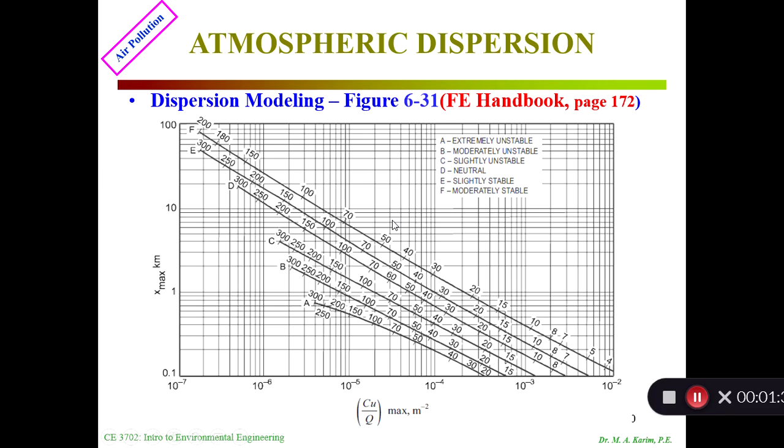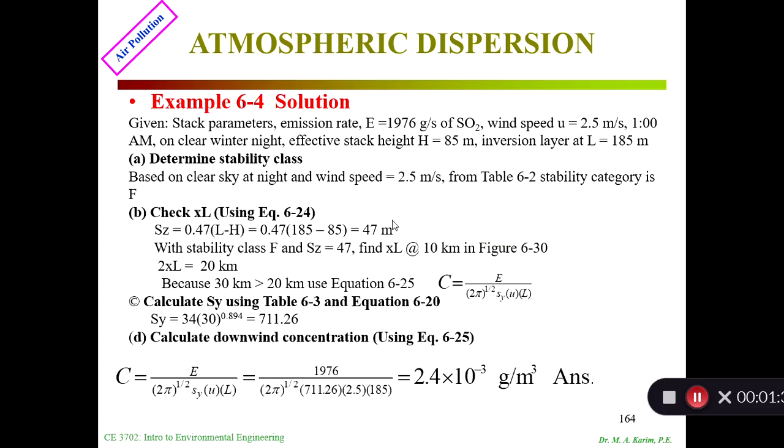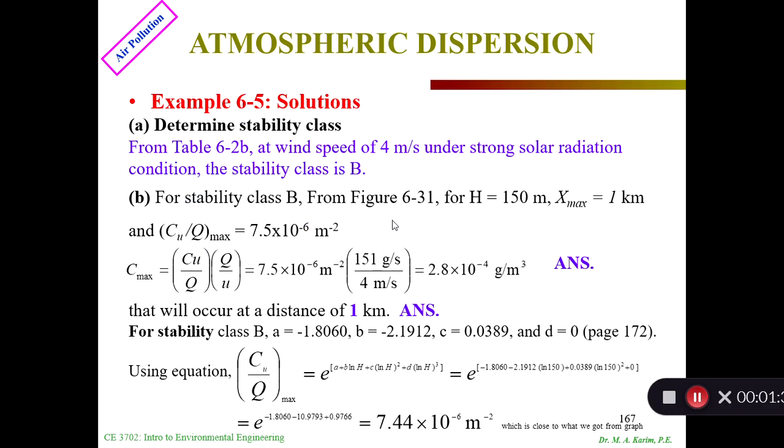So in this case, that means with H equal to 150, X max is equal to this, and C over Q max I get 7.5 times 10 to the minus 6 per meter squared. Now the maximum concentration, if I multiply with this, will be 2.8 times 10 to the minus 4 grams per meter cubed, which is the answer. And it occurs at a distance of 1 kilometer.